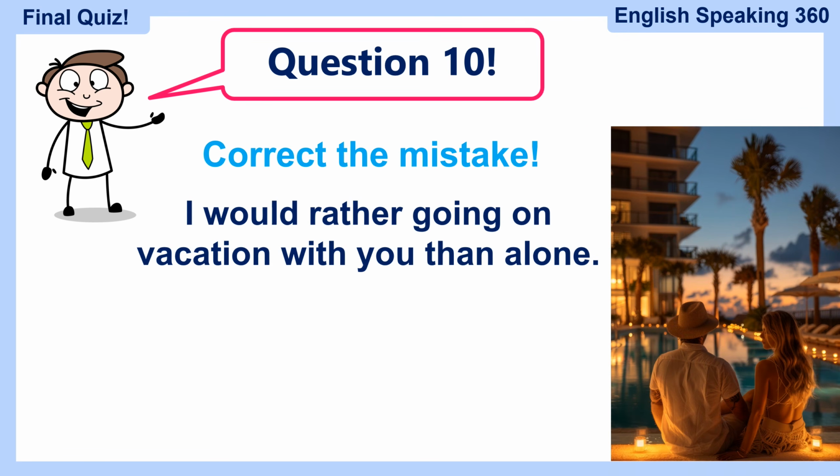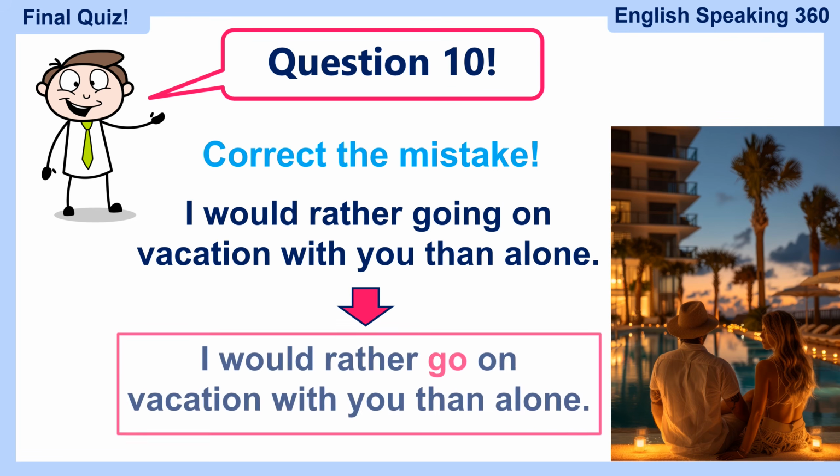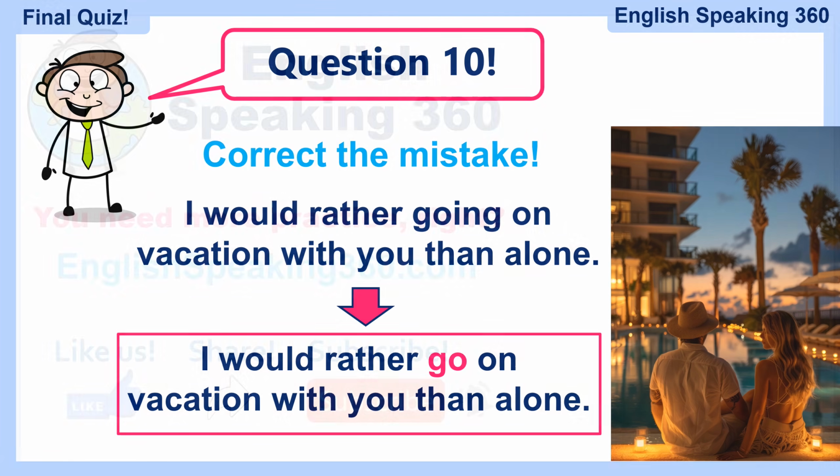Question 10. I would rather going on vacation with you than alone. Oh, that's very romantic. Can you correct it? I would rather go on vacation with you than alone. After would rather, there is no ing. There is no to either.